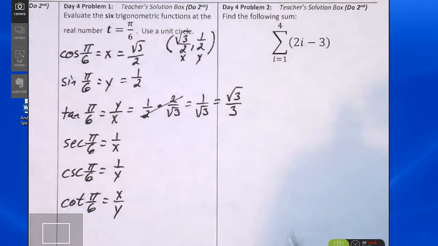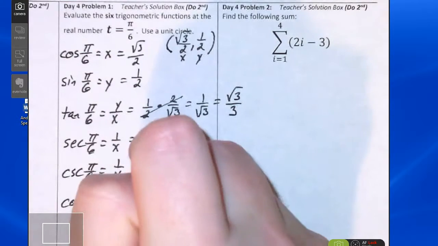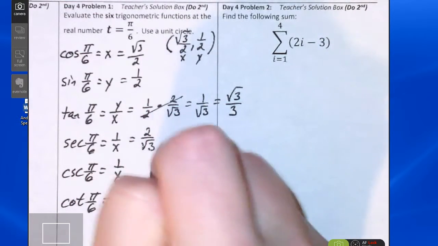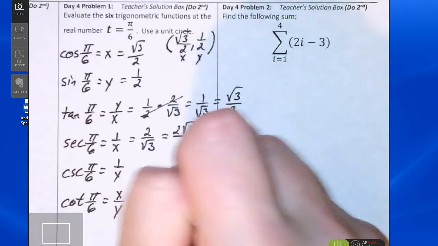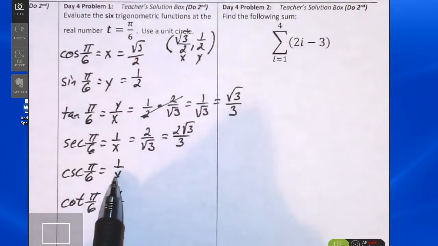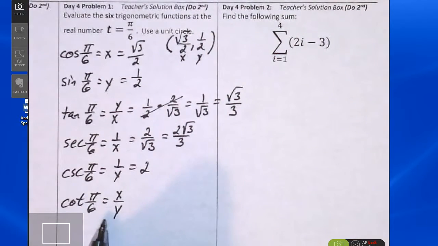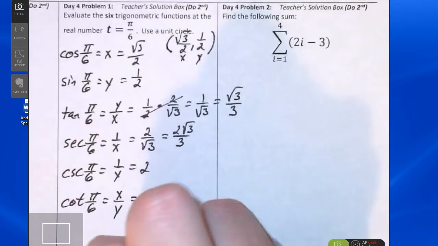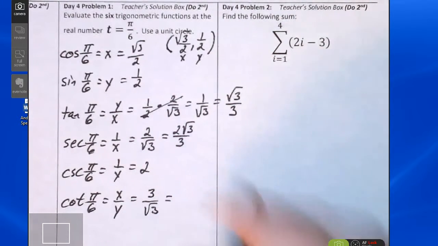Now let's do our reciprocal functions. So we'll take cosine and turn it upside down. That makes 2 over the square root of 3. Let's rationalize this: 2 square root of 3 all over 3. Okay, now the reciprocal of sine. That's 2. And now the reciprocal of tangent. That's 3 over the square root of 3. When we rationalize this, we get the square root of 3.